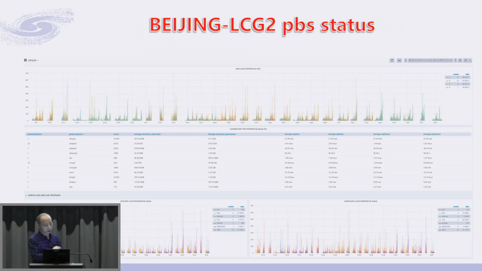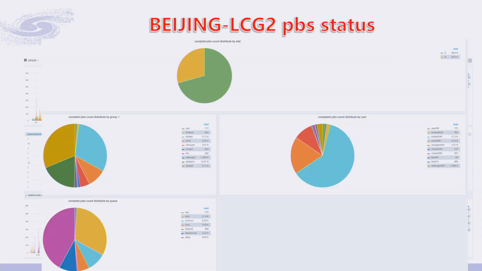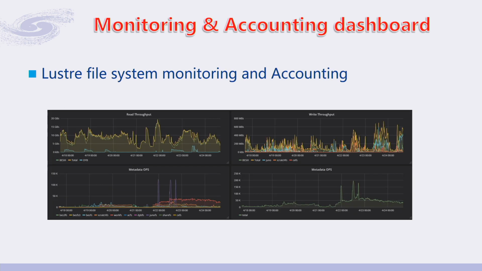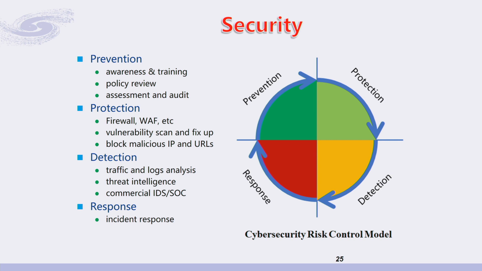This is the grid site PBS status and job accounting. This is our HTCondor accounting. After we upgrade our grid CE, from CREAM CE to the HTCondor CE, we can use this monitoring to account our grid job information. This is our file system monitoring.